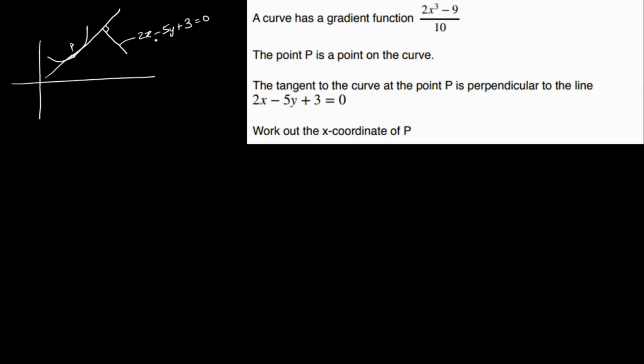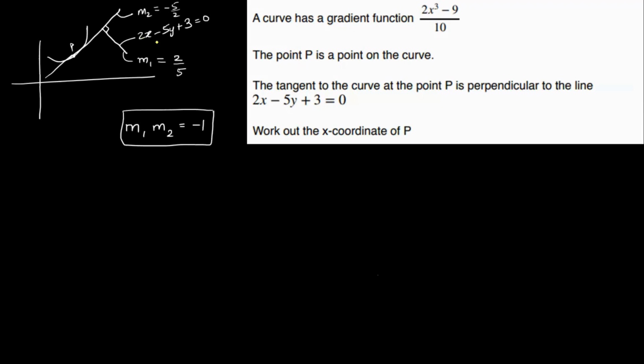So if the perpendicular equation is given, we know the gradient of this perpendicular, let's say this is m1, is equal to 2 by 5. Now if this is 2 by 5, the gradient of the tangent, m2, will be minus 5 by 2, because we know that when two lines are perpendicular to each other, the rule for the gradient is m1 m2 is equal to minus 1.